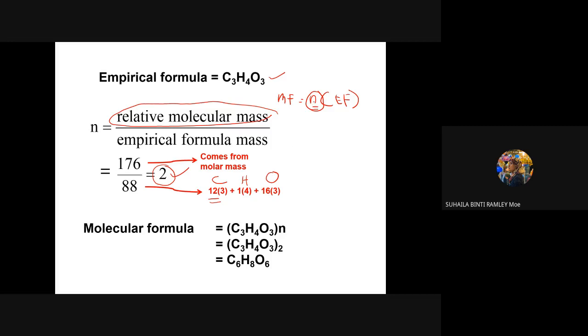So bila N equals to 2, empirical formula is C3H4O3. To get the molecular formula, kamu just multiply. So carbon will become 6, hydrogen is 8, oxygen 6. So that one ialah molecular formula.